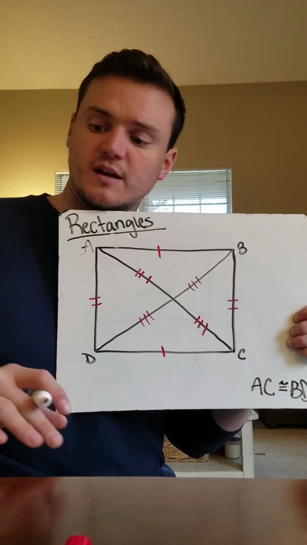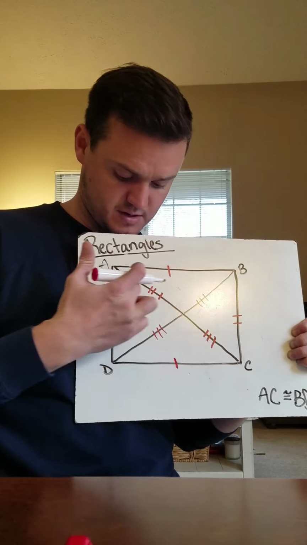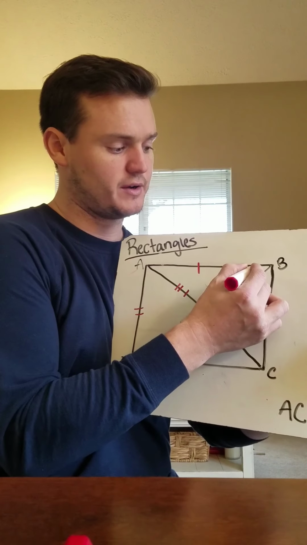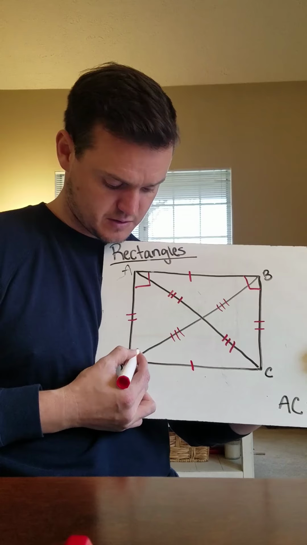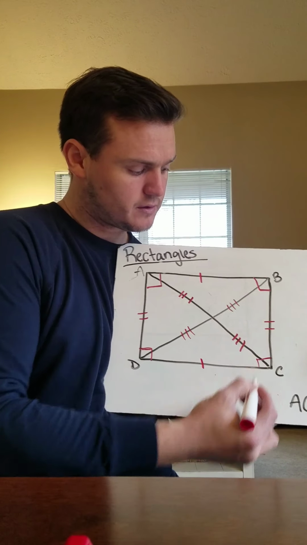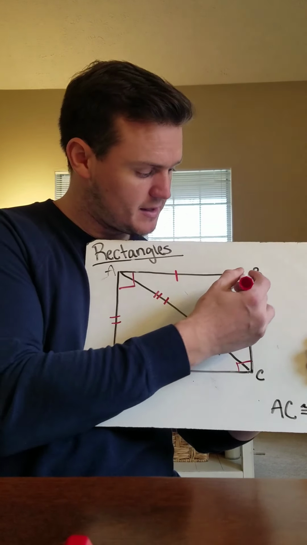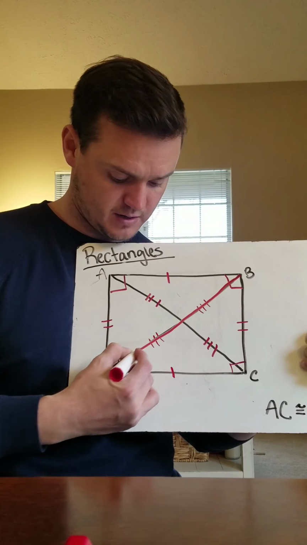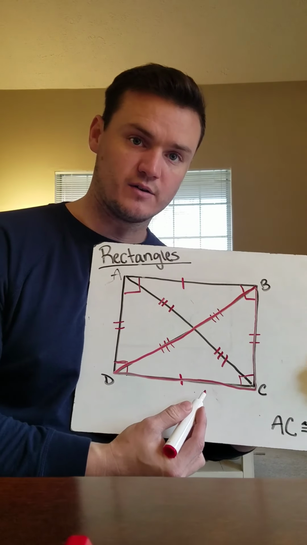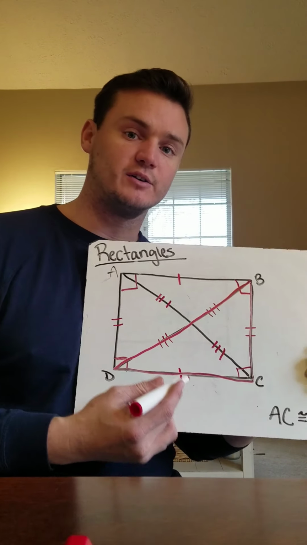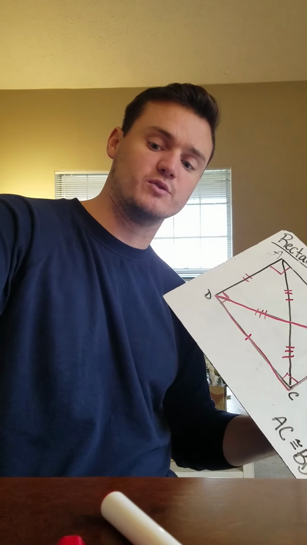One of the other features of rectangles is that all of these angles in the corners are all 90-degree angles. Because these are 90-degree angles, that means that this triangle formed right here is a right triangle. Remember that in a right triangle, if you want to use the Pythagorean theorem, you can, because it has to always be true in right triangles.